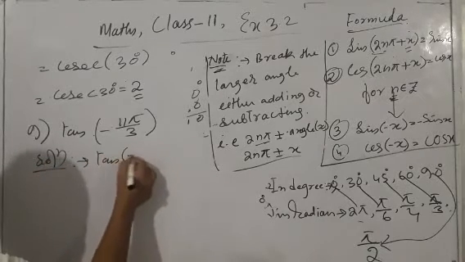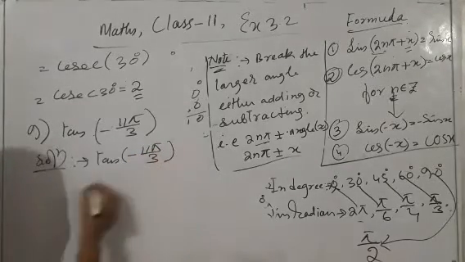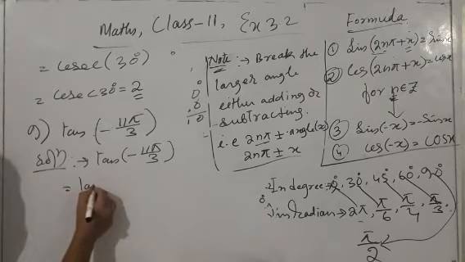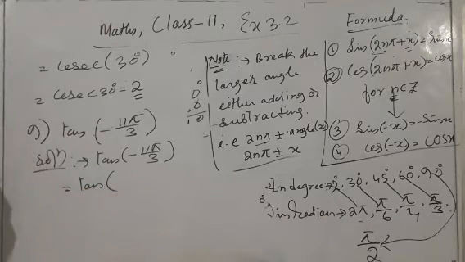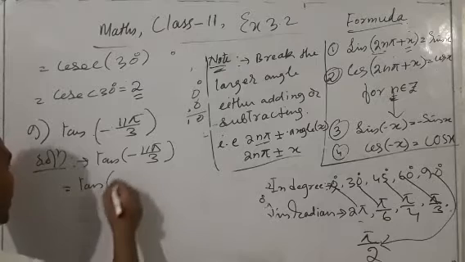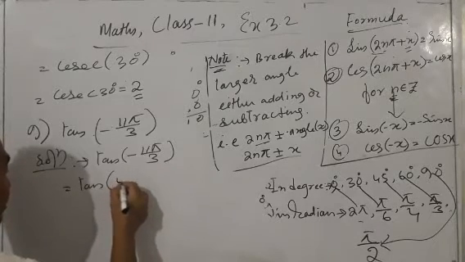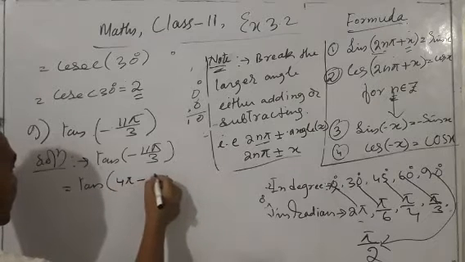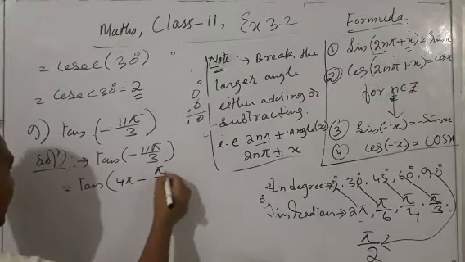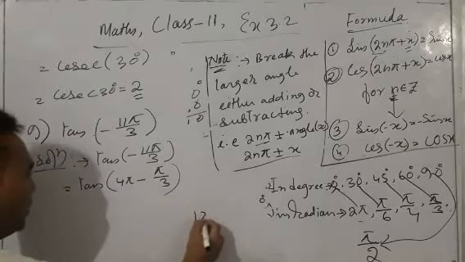Tan of minus 11 pi upon 3. We can break it. How can we break it? So it will be 4 pi minus pi by 3. Now you take 3 times 4, we can break it into this. 4 pi into 3, how much? 12 pi. Yes or no?